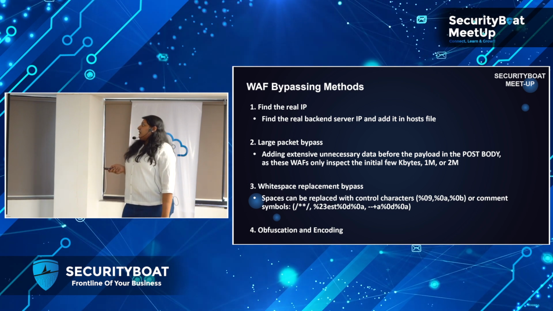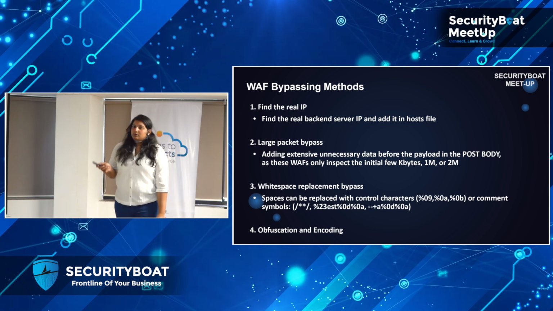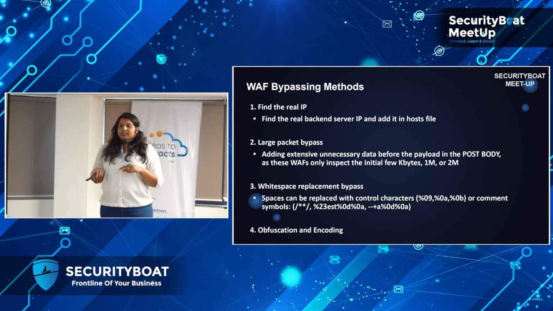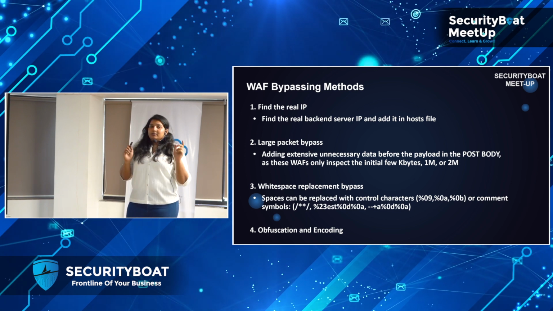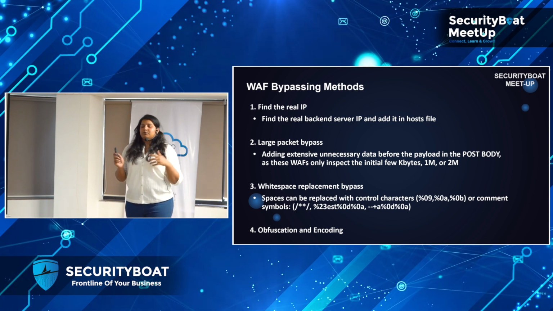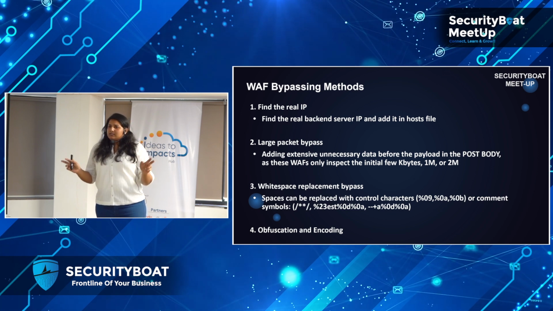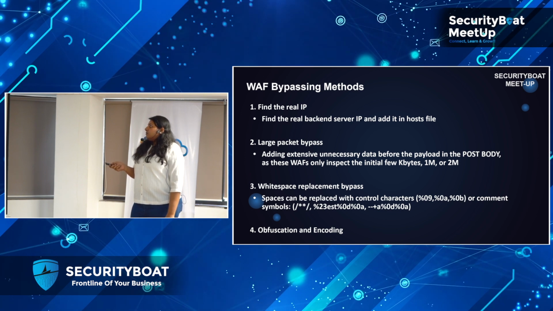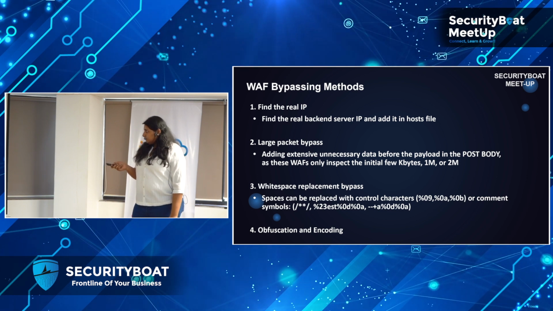So the first method to bypass the WAF is to find the real IP. In this case, you are going to send your payload directly to the application, bypassing the WAF. How to do that? You have to first find the web application's IP address, and paste it into your hosts file, which plays the role of your local DNS. It will then send your payload directly to the backend server IP, so that it bypasses the WAF.